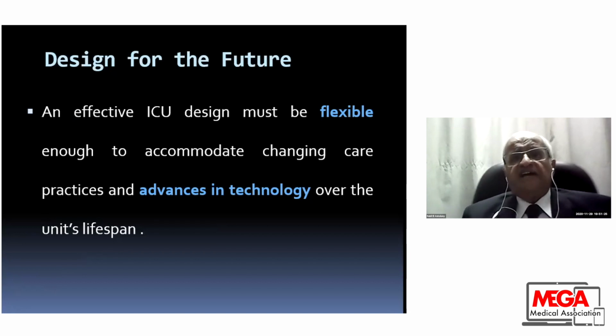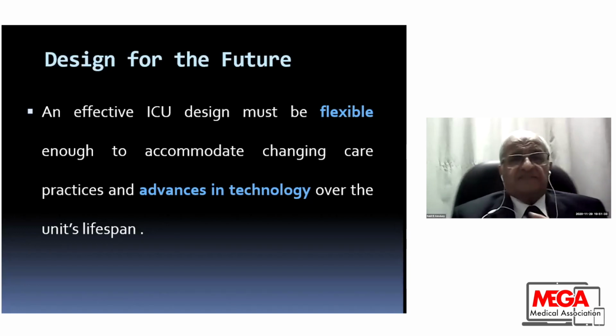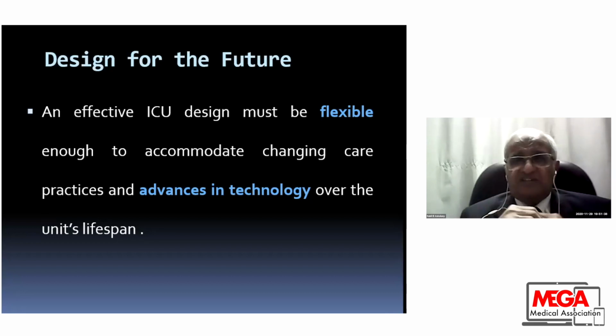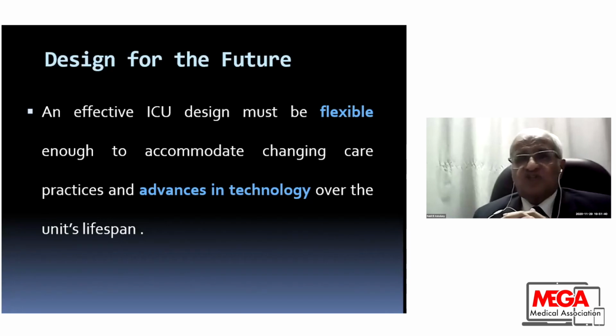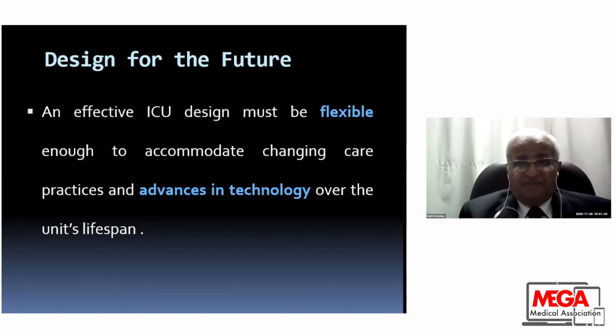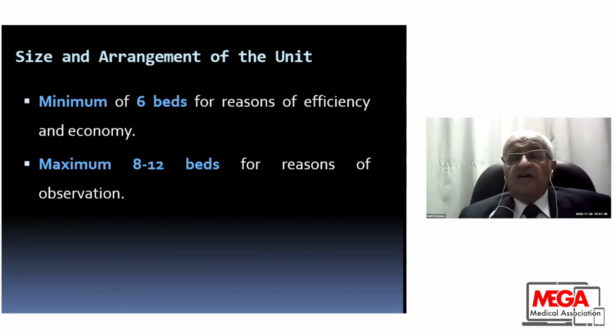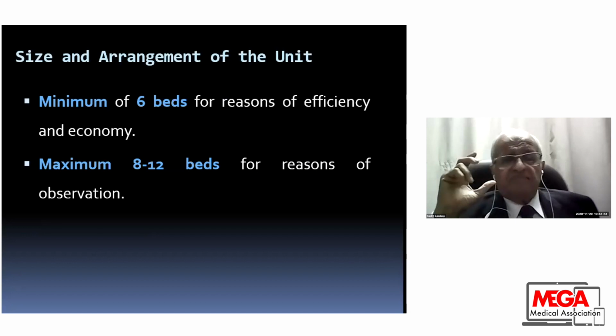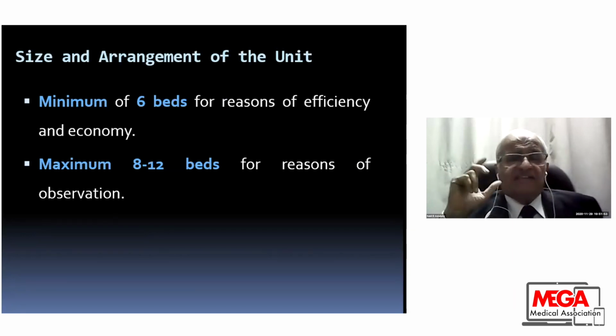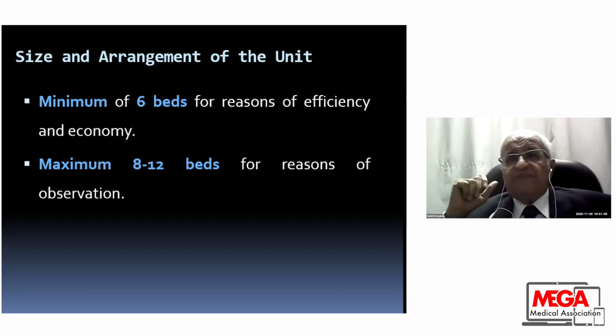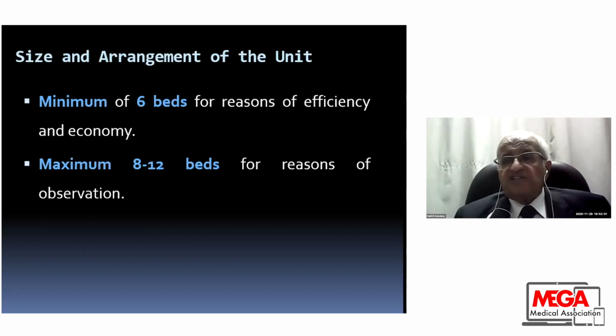What do we mean by design for the future? We should say that an effective intensive care unit design must be flexible. Why flexible? So that you would be able to accommodate changing care practice and advances in technology over the unit's lifespan. So the size and arrangement of the unit, the minimum is 6 beds and the maximum is 8 to 12 beds. Why 6 beds? For reasons of efficiency and economy, and 12 just for reasons of observation.